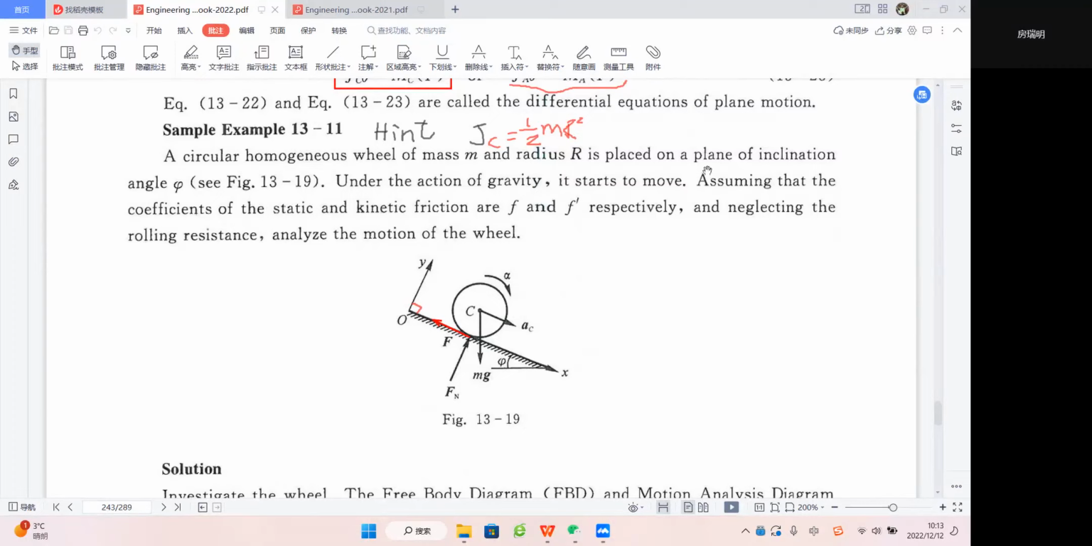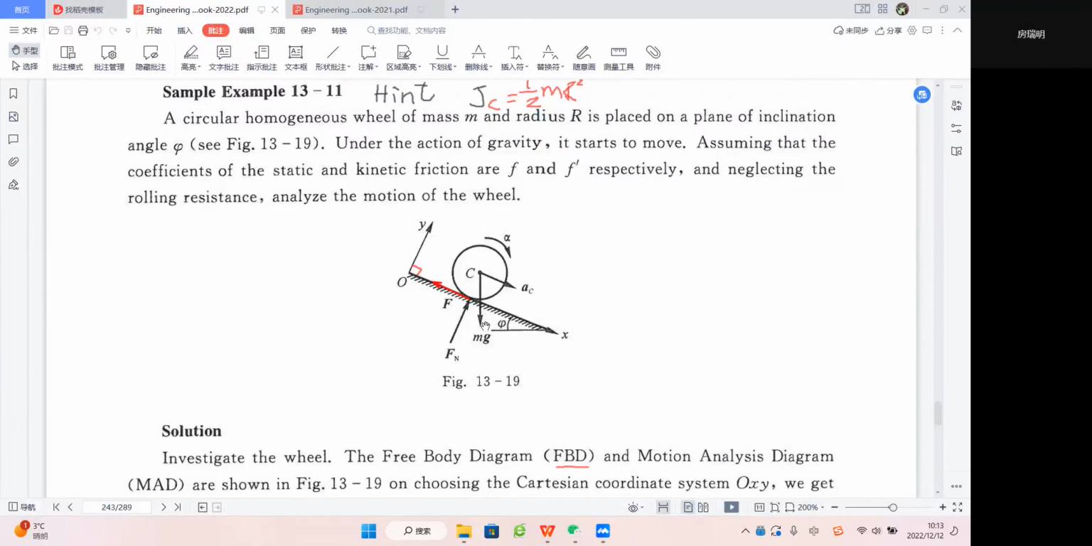This wheel is placed on a plane of inclination angle phi. So this slope has the inclination phi, which is the intersection angle with the horizontal line, right? Under the action of gravity mg, it starts to move, assuming that the coefficients of static and kinetic friction are f and f prime respectively, and neglecting the rolling resistance. Let us analyze the motion of the wheel.